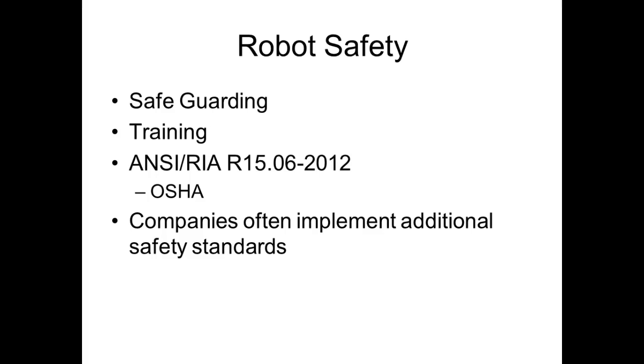Robot safety. First of all, OSHA has adopted the Robotic Industries Association R15.06. Most people call it the 1506 standard. The last time that I know it was updated, I need to check, it was 2004. OSHA has adopted that as part of their safety for robotics. This specifies a lot of stuff. One thing it specifies is what we call safeguarding. What would you think of?